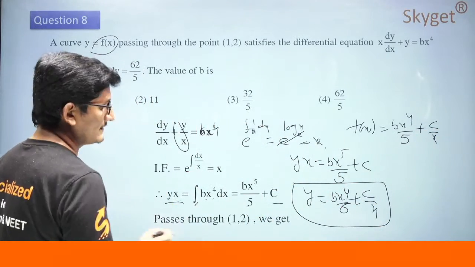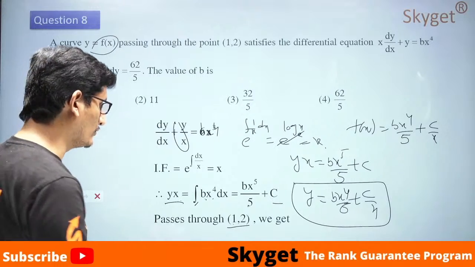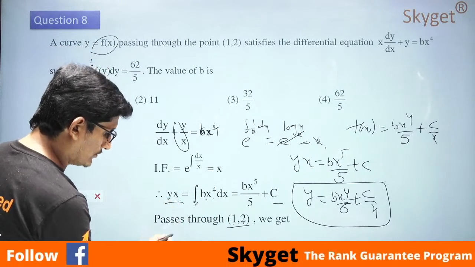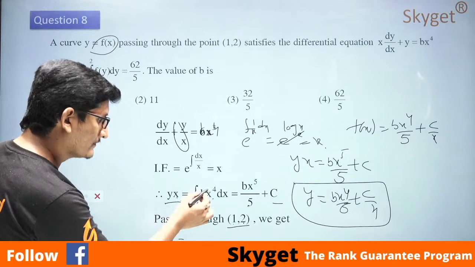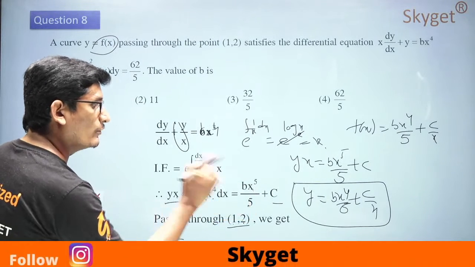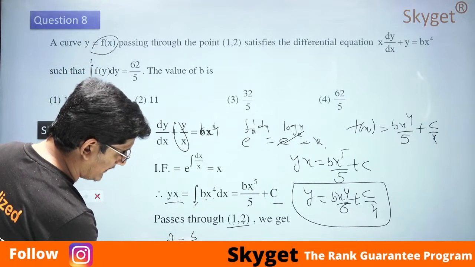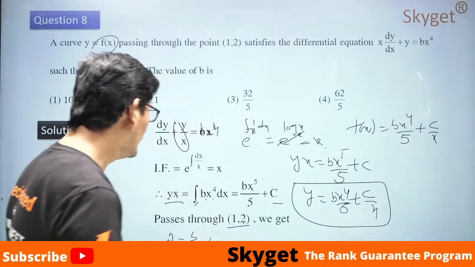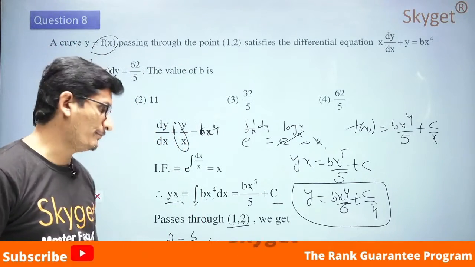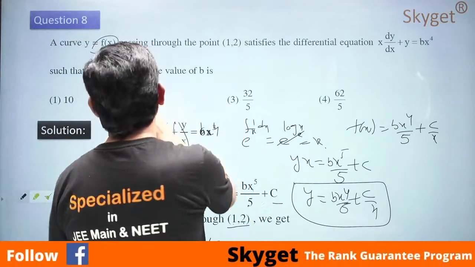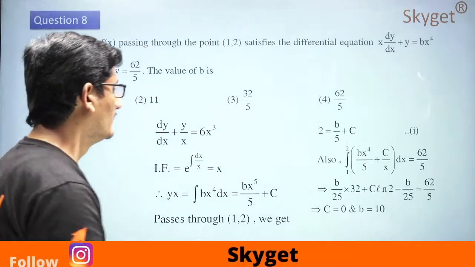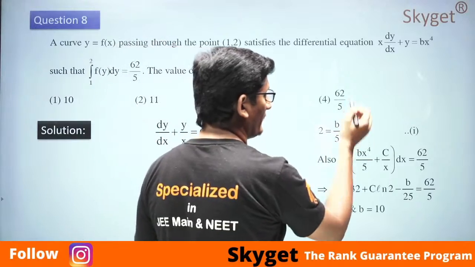and this function is passing through the point (1, 2), so substitute (1, 2). The y value is 2 and the x value is 1. So 1 into 2 is 2, equal to b times x to the power of 5, which is 1, so 2 is equal to b by 5 plus c. Now we have to take this condition: the integration from 1 to 2 of f of y dy is equal to 62 by 5. So 2 is equal to b by 5 plus c, which we got here.